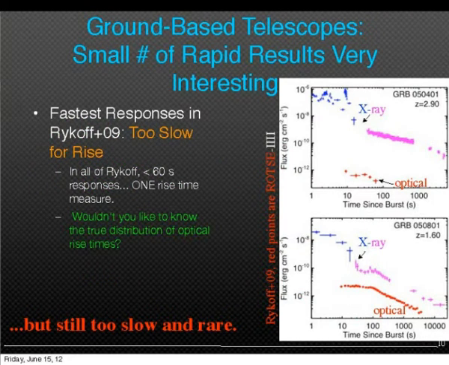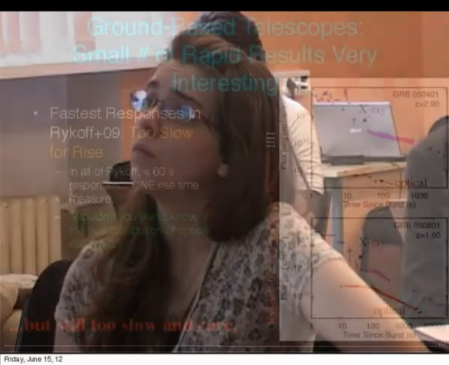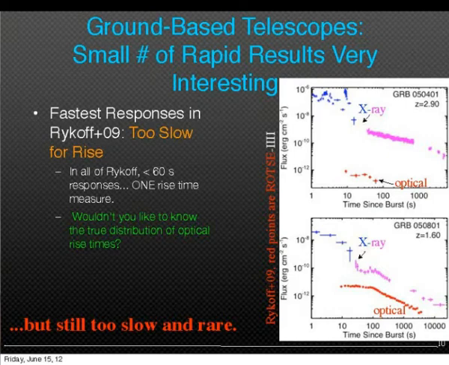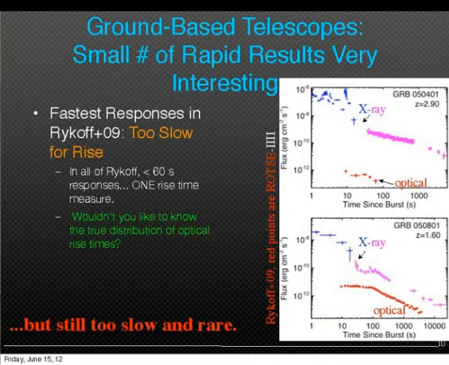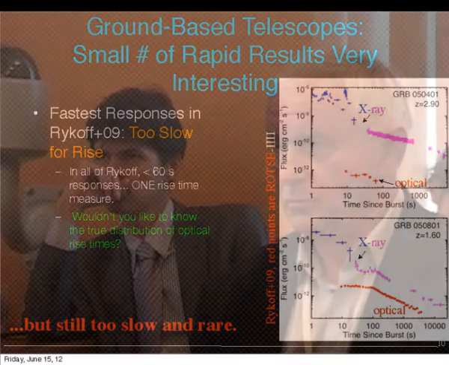I don't want to minimize ground-based telescopes. First of all, we had a very nice talk today about some prompt detections from MASTER, and I wanted to show you some of the interesting ones from ROTSE that I have, which shows a smooth optical here, but notice that they failed to catch the rise. Even with response as fast as 10 seconds, they failed to catch the rise. Again, failing to catch the rise.